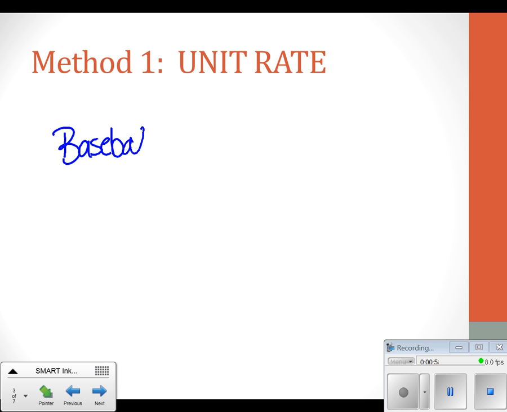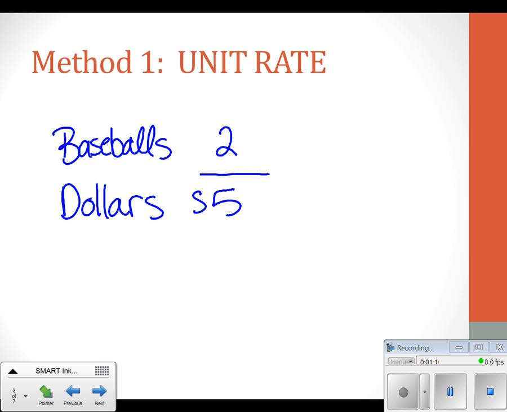where we look at the cost of baseballs. So we have dollars and we have baseballs. In proportions, we're looking at a relationship between two things. And I'm going to say that 2 baseballs cost us $5. So 2 baseballs is $5, and I want to know how much 7 baseballs would be. So we know what 2 is. So 2 would be 5, then we know 4 would be 10, and then 6 would be 15.